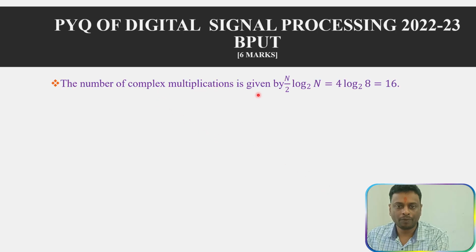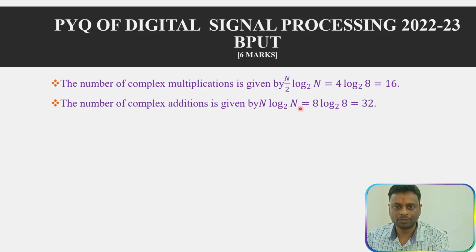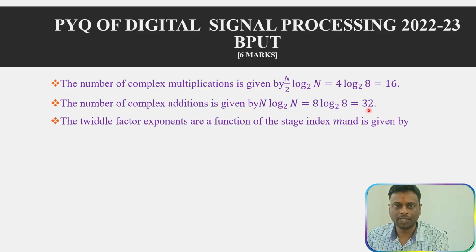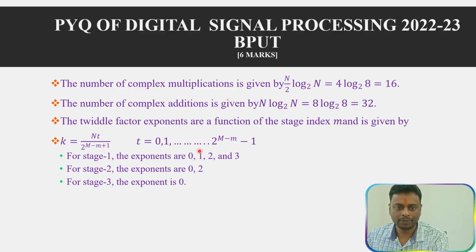Similarly, the number of complex multiplications equals, since n equal to 8, 16. The number of complex additions equals 8 into log to the base 2 of 8, that will be 32. The twiddle factors are a function of the stage m, given by this formula. For stage 1, the exponents are 0, 1, 2, 3. For stage 2, the exponents, these are the k values, are 0 and 2. For stage 3, the exponent is 0.